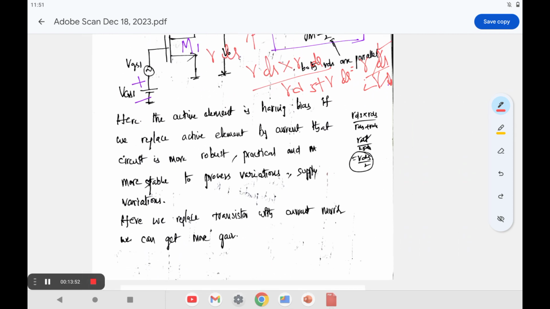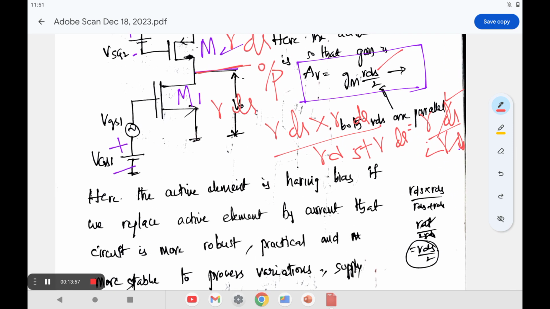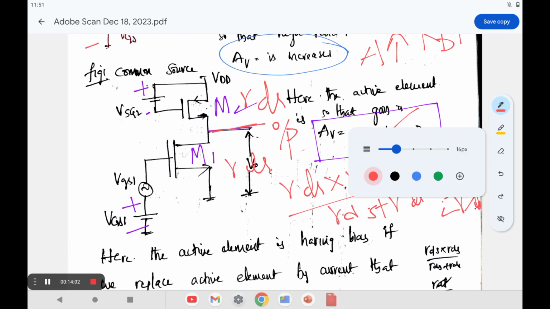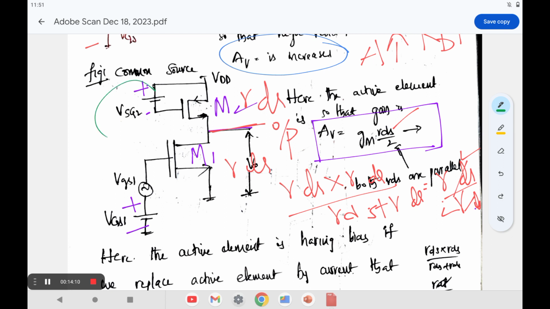So here the problem is that whatever active element we are using here also has some biasing element, that is VGS. What is that biasing element? This biasing element is generally called VGS2. Obviously this VGS also changes with variation. There may be chances of supply voltage variation, and supply voltage variation also affects the current passing through the corresponding device. That is a drawback actually.